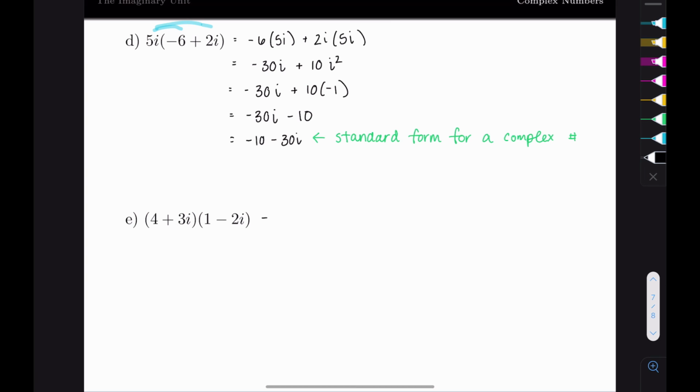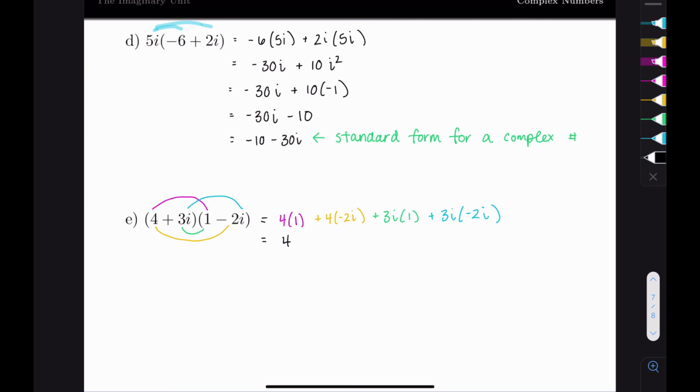So we got one more, and it is a binomial. So we're going to go ahead and apply our foiling just as we've done before. So our first piece gives us 4 times 1. The outer is 4 times -2i. The inner is 3i times 1. And then the last is 3i times -2i. So we have a lot of simplification that we have to do.